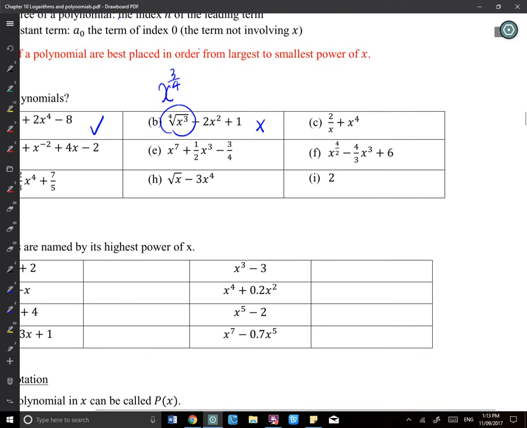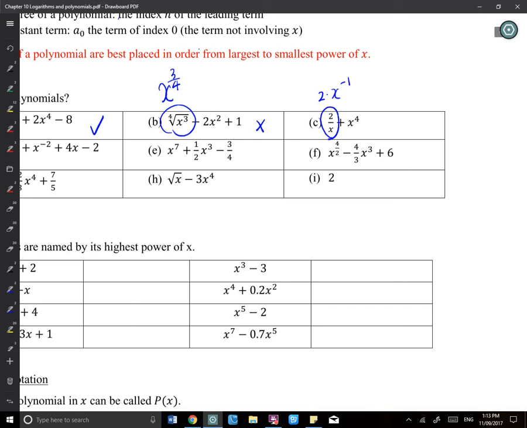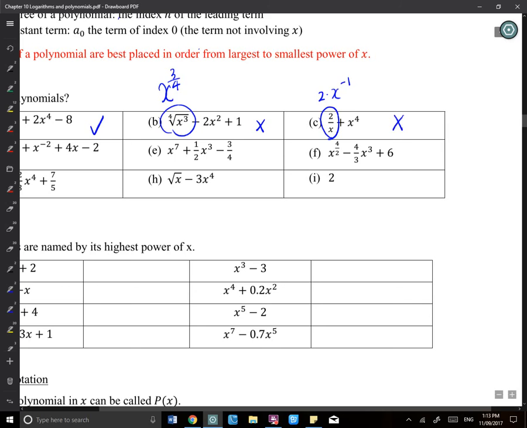Okay, C. Yes or no? No. Okay, that term is wrong. That's 2 times x to the power of negative 1. You can't put that in the bottom and say we have a positive index. We must flip it onto the top, and then that's a power of negative 1. I need non-negative powers, so that's not a polynomial.